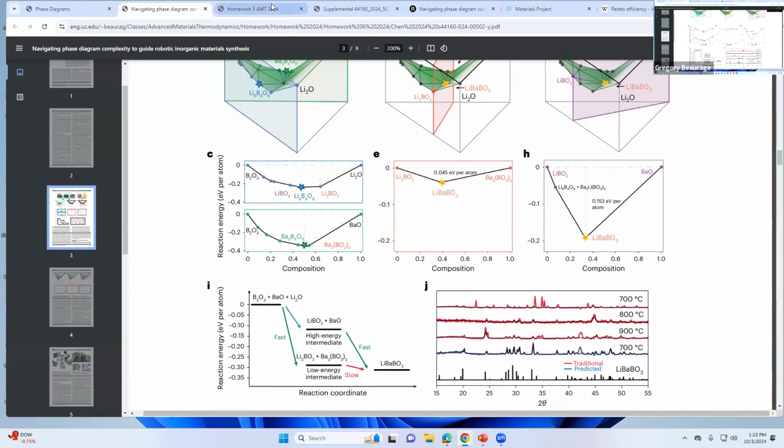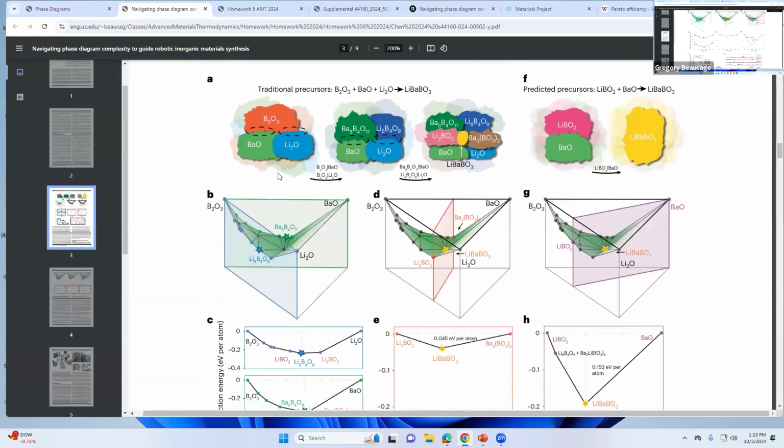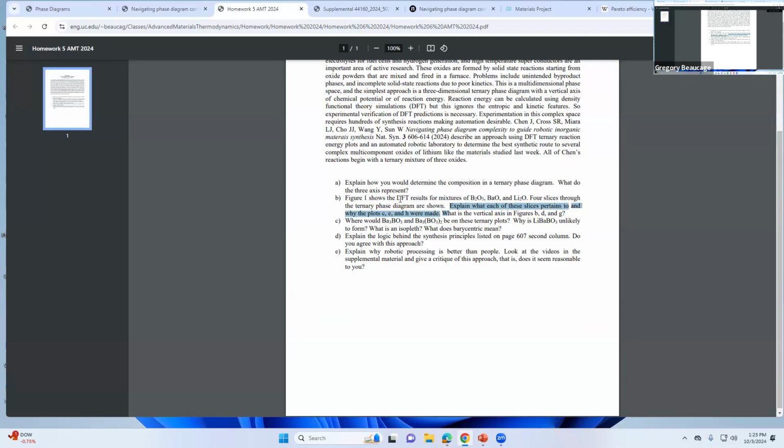All right, so that's that question. Then Figure 1 shows DFT results for mixtures. Four slices through the ternary diagram are shown. Explain what each of these slices pertain to and why the plots C, E, and H were made. There's more than three slices. What was it again? Figure 1. Explain what each of the slices pertains to. Four slices through the ternary.